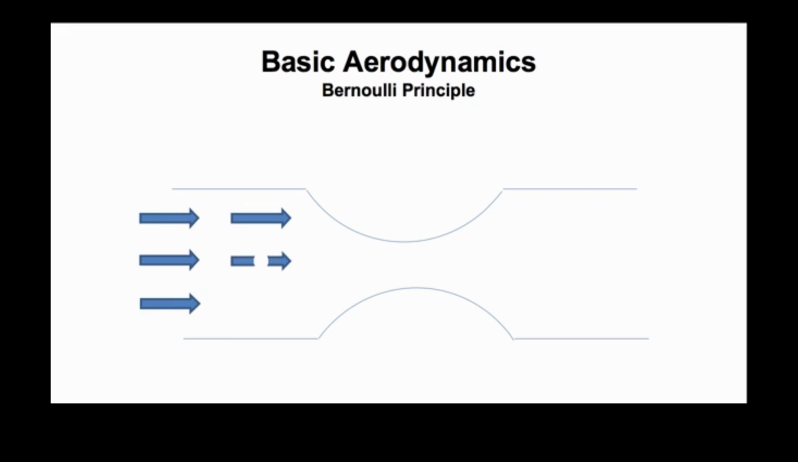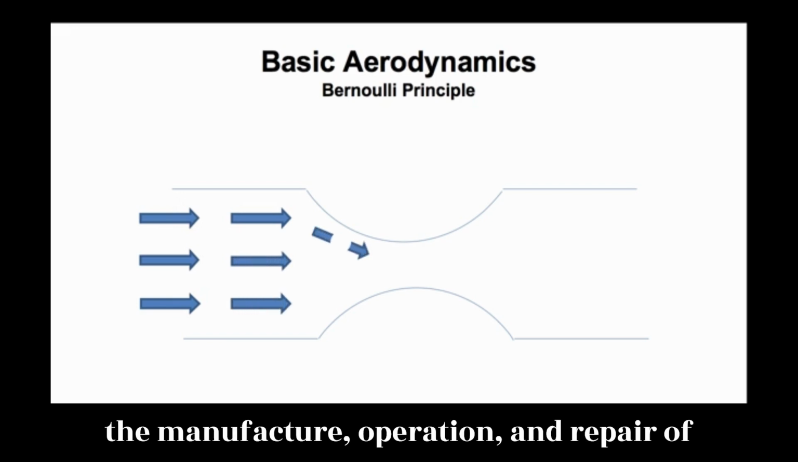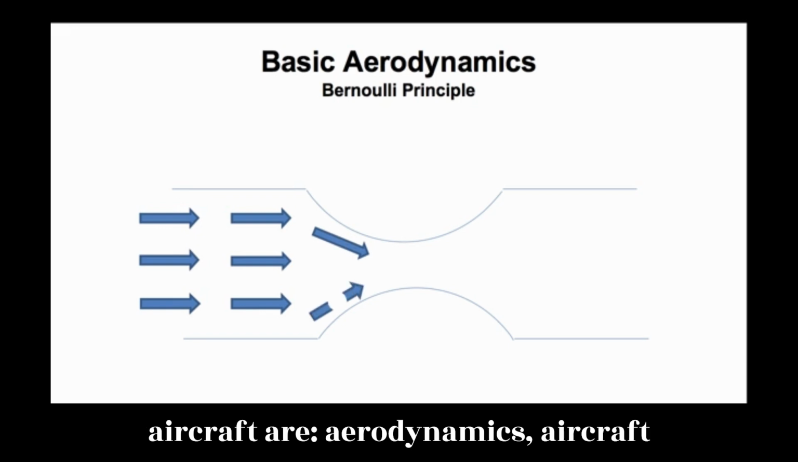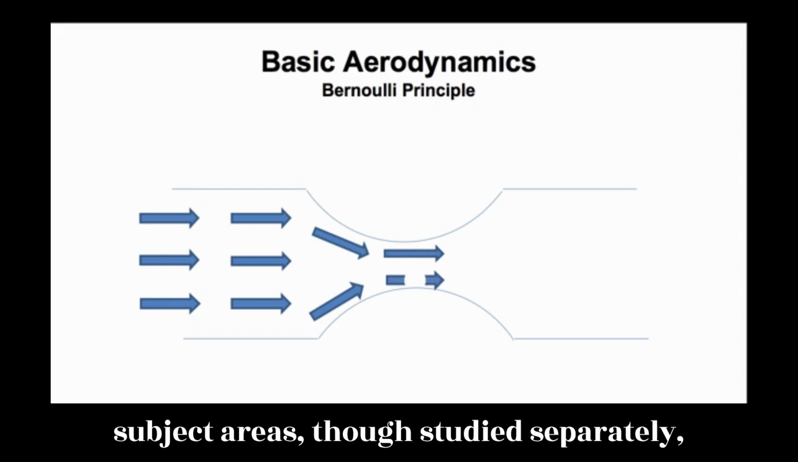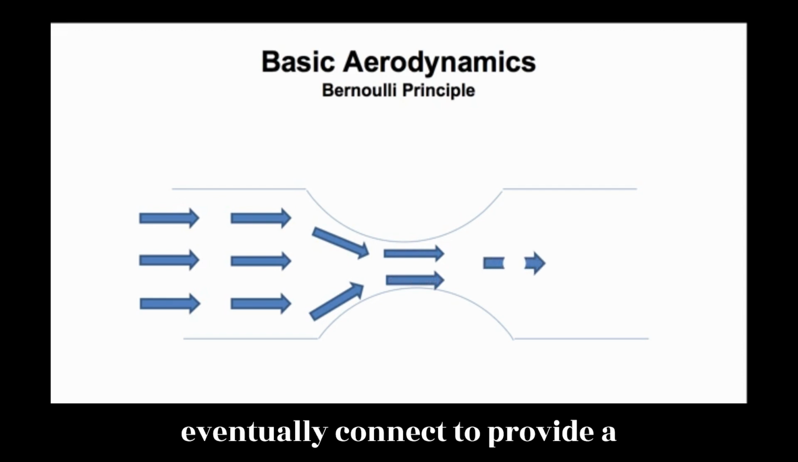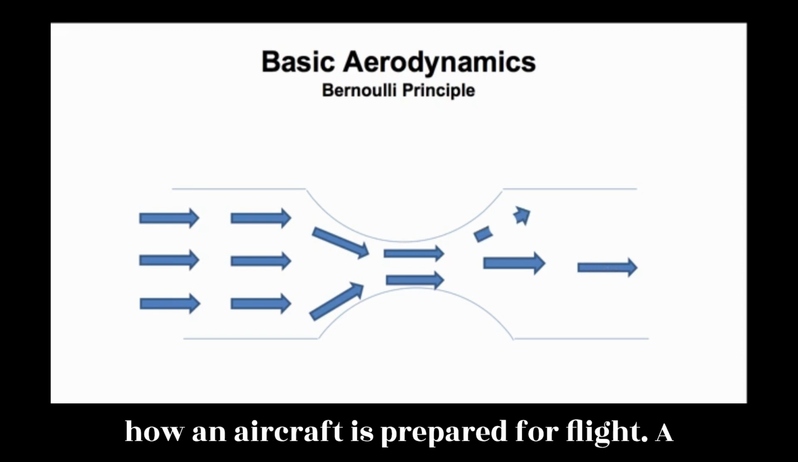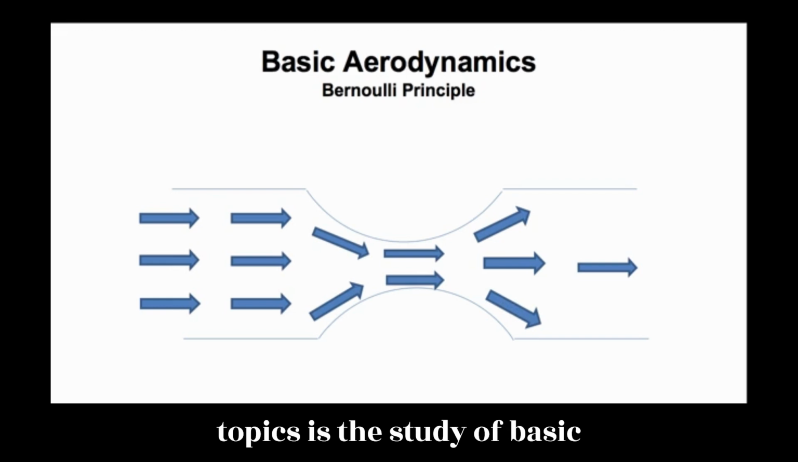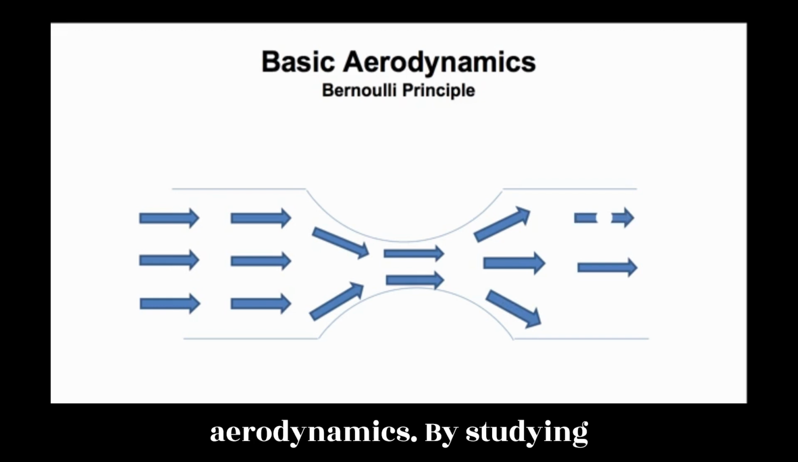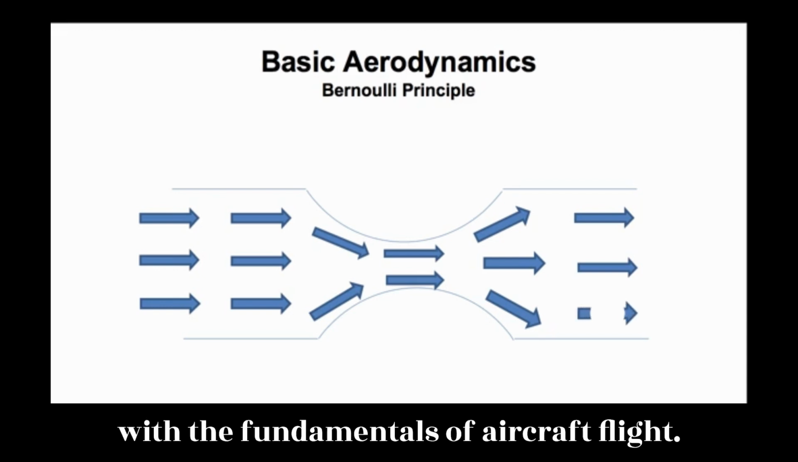Introduction. Three topics that are directly related to the manufacture, operation, and repair of aircraft are aerodynamics, aircraft assembly, and rigging. Each of these subject areas, though studied separately, eventually connect to provide a scientific and physical understanding of how an aircraft is prepared for flight. A logical place to start with these three topics is the study of basic aerodynamics. By studying aerodynamics, a person becomes familiar with the fundamentals of aircraft flight.